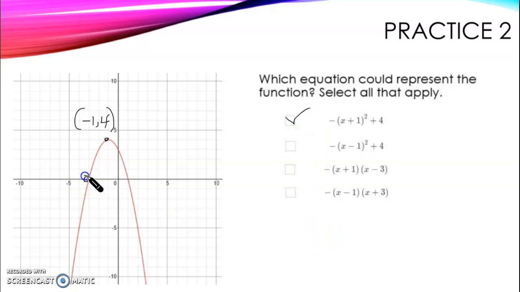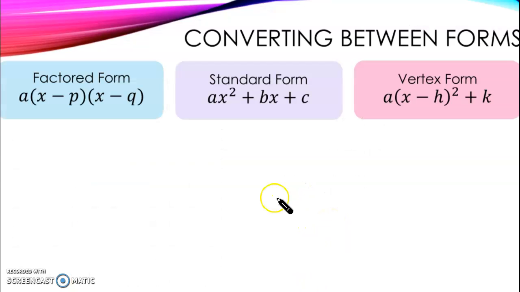And then we also have the x-intercepts at negative 3 and positive 1. And from the two options I have here, I want to do the opposite inside these parentheses of what I'm seeing on the graph. And so that's going to be the last option to work for us too.